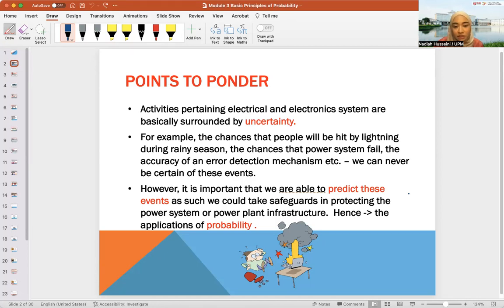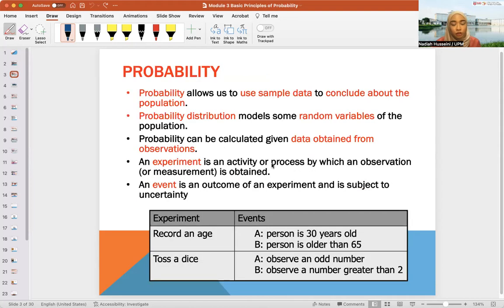For example, the chances that people will be hit by lightning during rainy season, the chances of that power system to fail, the accuracy of an error detection mechanism. We can never be certain of these events. Okay, quite boring. Next, so probability.